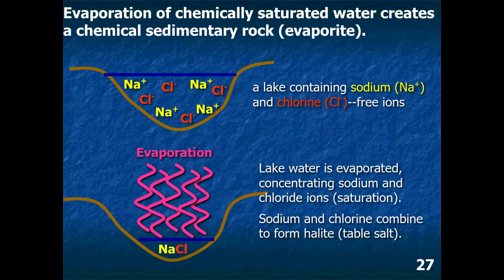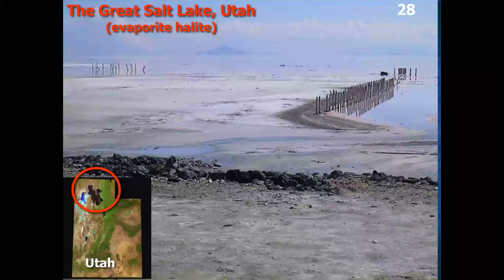Now, this can happen with other chemicals. It doesn't have to be sodium and chlorine. It could be calcium and sulfate, which would form another type of chemical sedimentary rock that we call gypsum, which is also a mineral. So this picture here represents a chemical sediment deposition, and this is the Great Salt Lake in Utah.